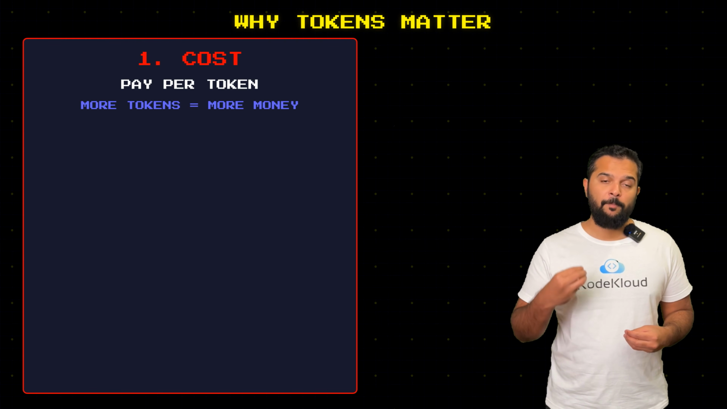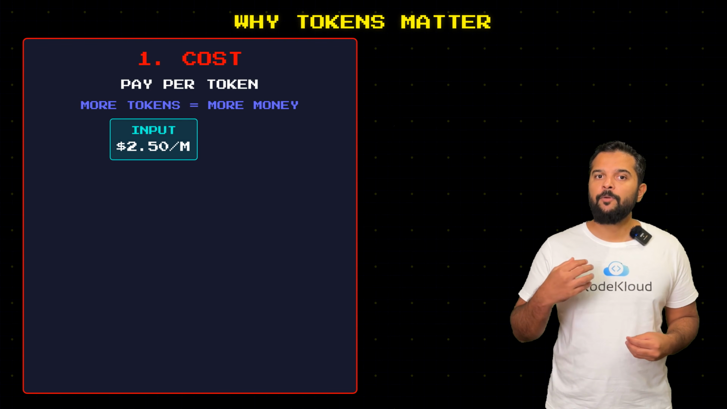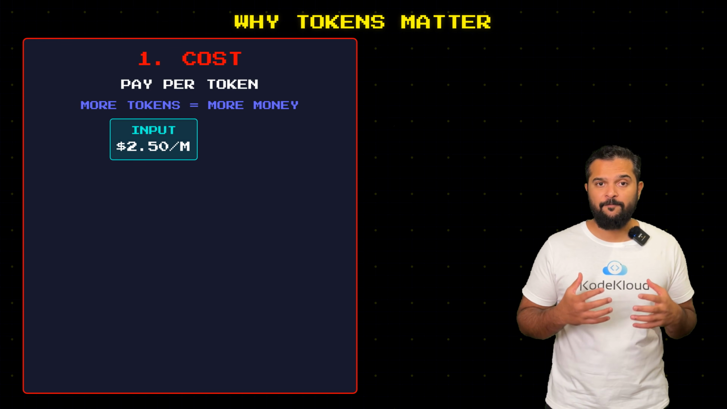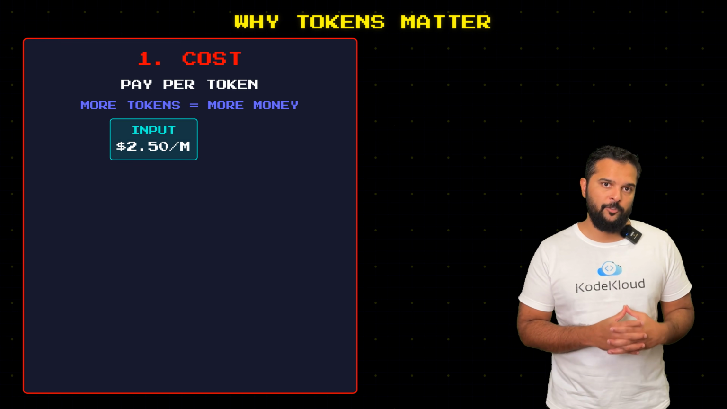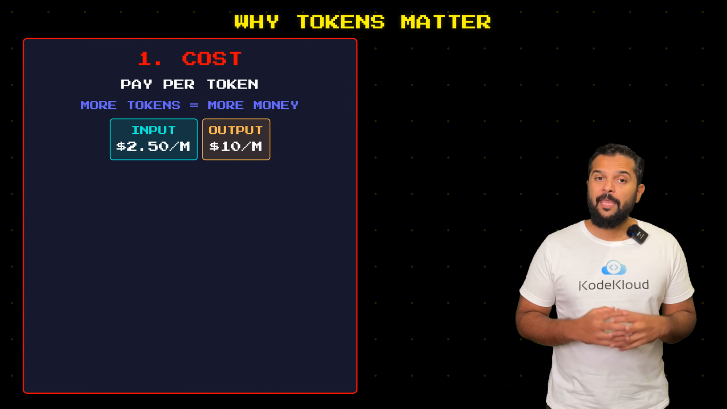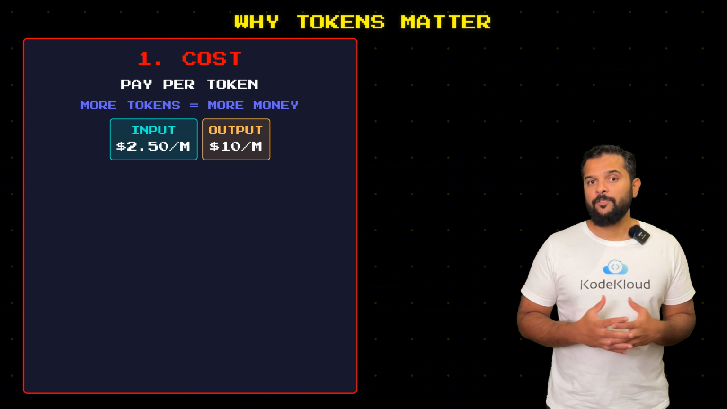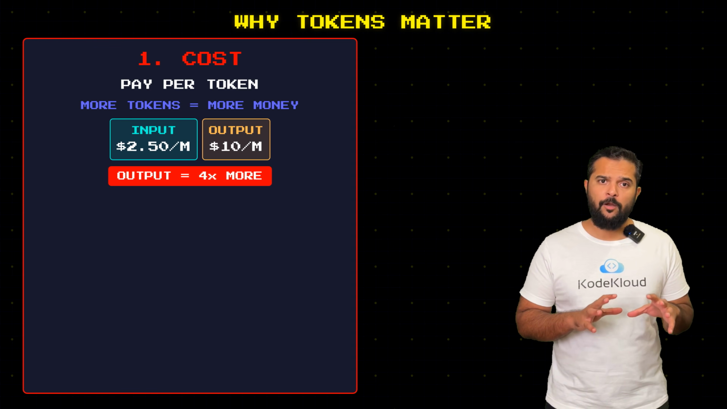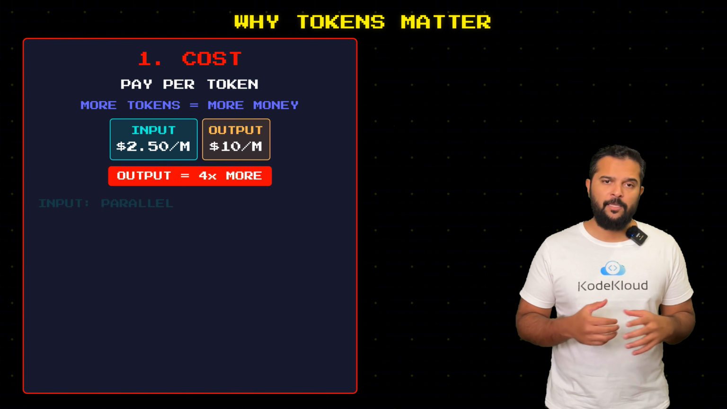More tokens means more money. To give you a real example, GPT-4o charges around $2.50 per million input tokens and $10 per million output tokens. A 500-word prompt costs fractions of a cent. But here's the thing. Output tokens are 4 times more expensive than input tokens.